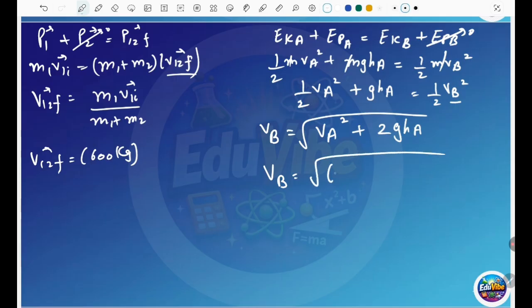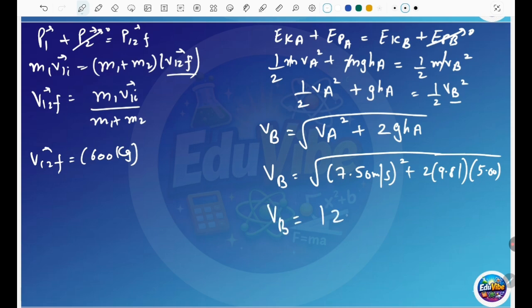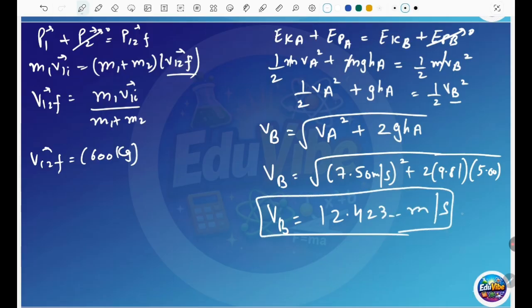So this is 7.50 meters per second, this is 9.81, and this is 5.0, which is our height. So the VB we get when we calculate is about 12.423 meters per second. This is also equal to our V1, which we have to put now over there.